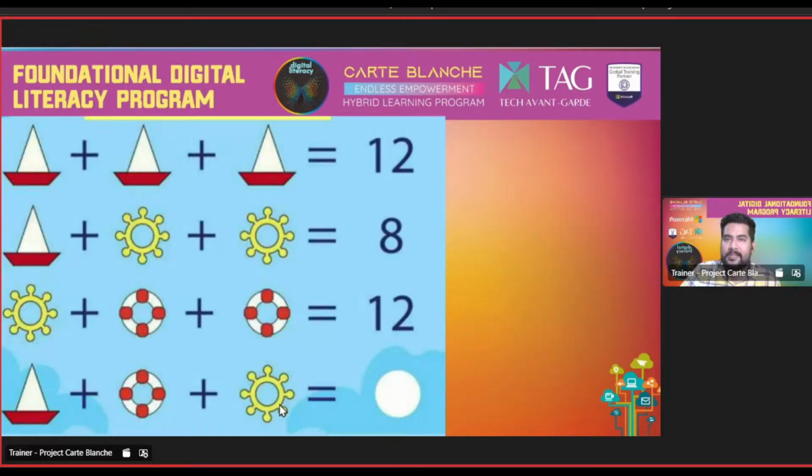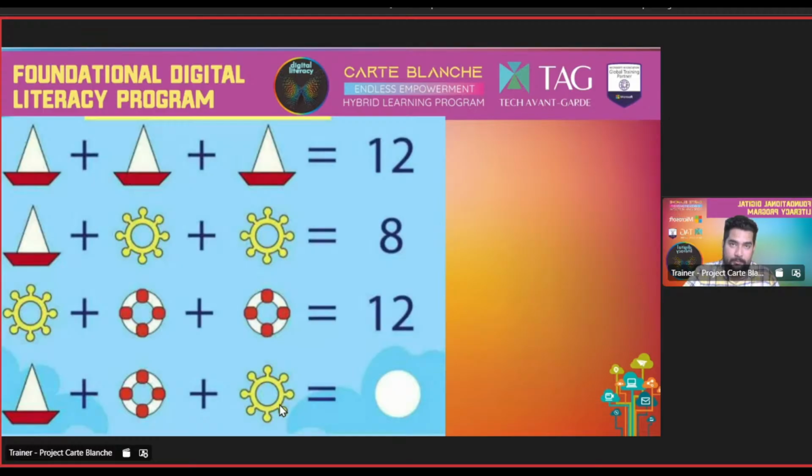Now, solve this puzzle. Okay, I'm not giving you the answers. Imagine how your brain is working right now. You were able to see that there are three images of a boat, which total 12, and all three are equal. Could be 4 plus 4 plus 4, right? Then the second image has a boat. Boat value we know is 4. Then what could be the value of this kind of ring? Okay, so the final result is 8.